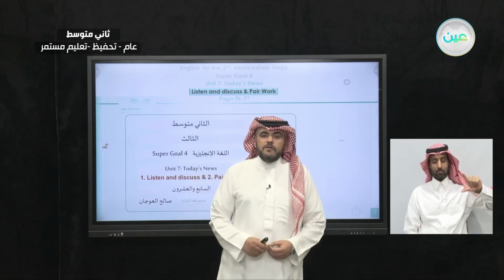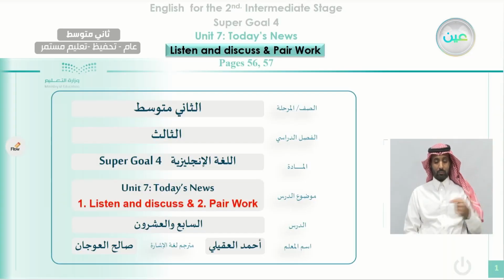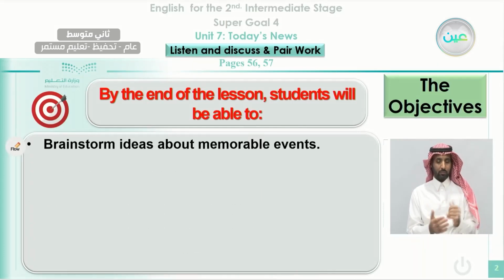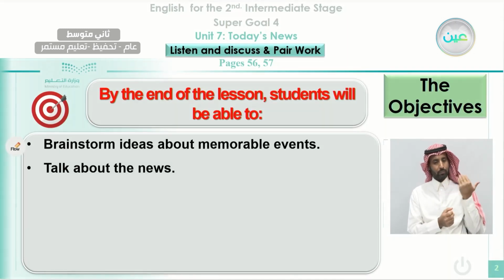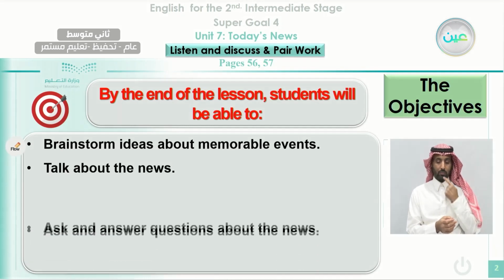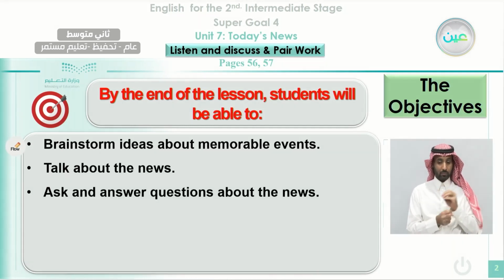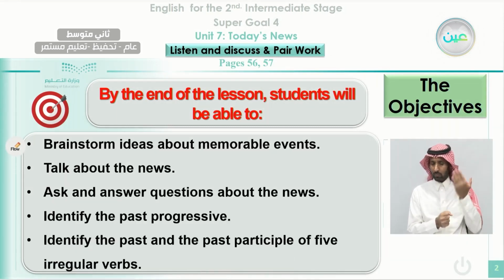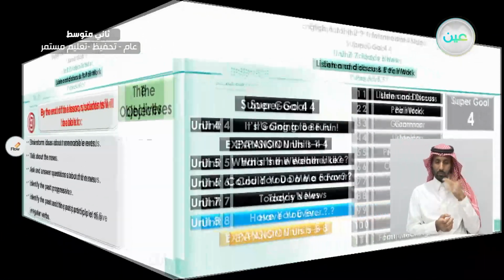As always, we start our class by reviewing the objectives, what we are planning to achieve by the end of the class. By the end of the class, students will be able to brainstorm ideas about memorable events. Students will be able to talk about the news. Students will be able to ask and answer questions about the news. Students will be able to identify the past progressive, and by the end of the class, students will be able to identify the past and the past participle of 5 irregular verbs.